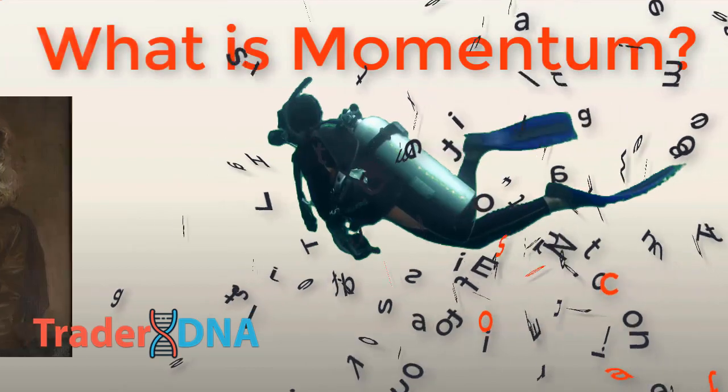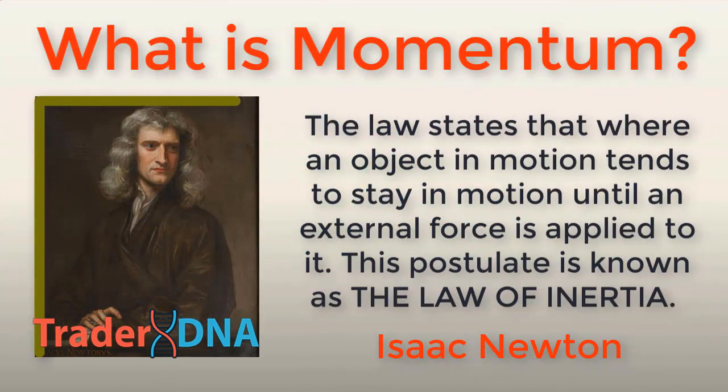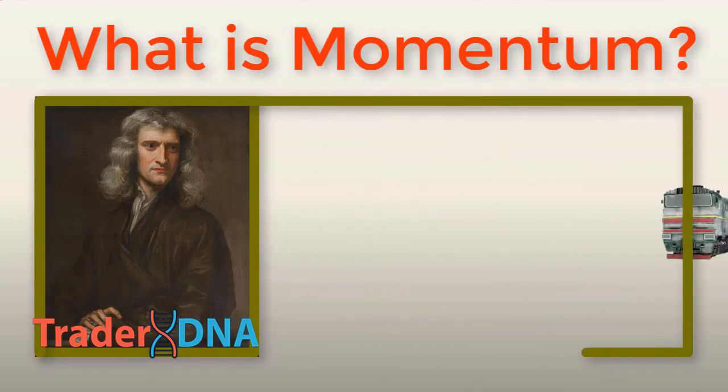What is momentum? The term momentum was borrowed from Newton's first law of motion. The law states that an object in motion tends to stay in motion until an external force is applied to it. This postulate is known as the law of inertia. Think of it as the momentum of a train.